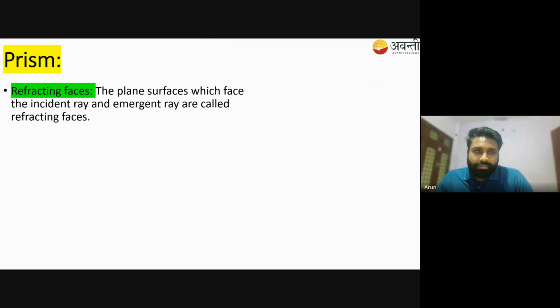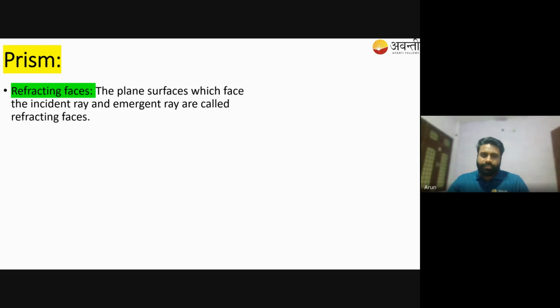Now we are going to learn some important definitions. The refracting faces: you are pretty much clear what the refracting faces are, the faces from where the refraction is taking place. These faces are called the refracting faces. When will refraction happen? When the light enters. So these are the plane surfaces from which the incident ray and emergent ray will appear. Those surfaces are termed the refracting surfaces.